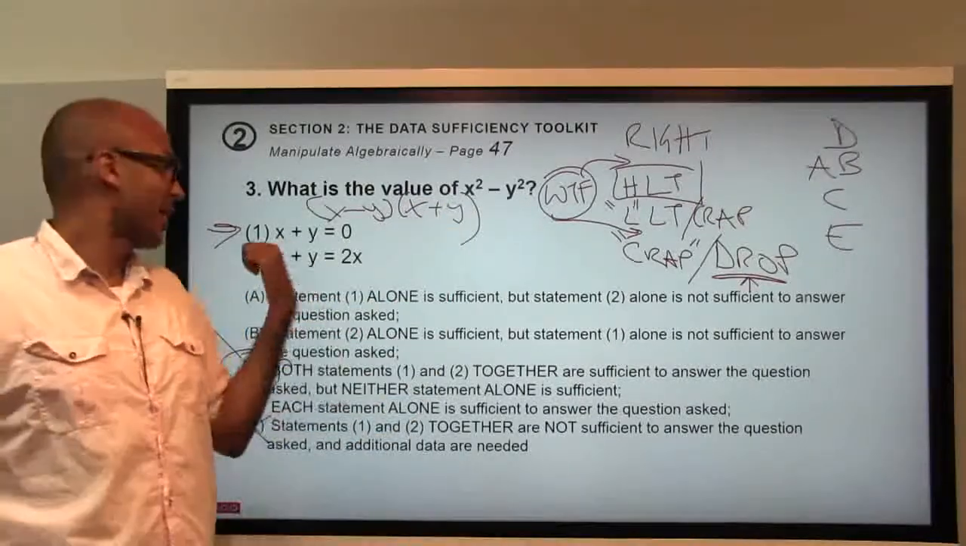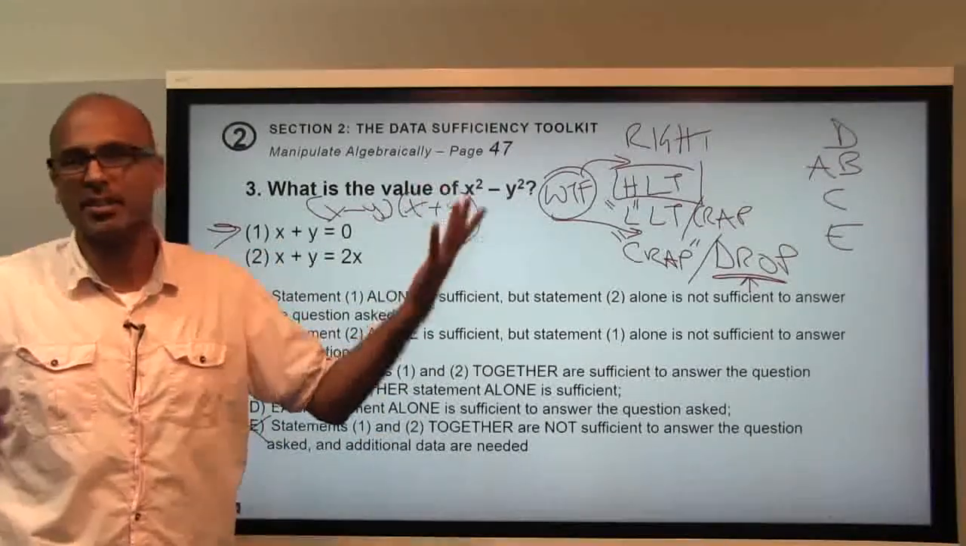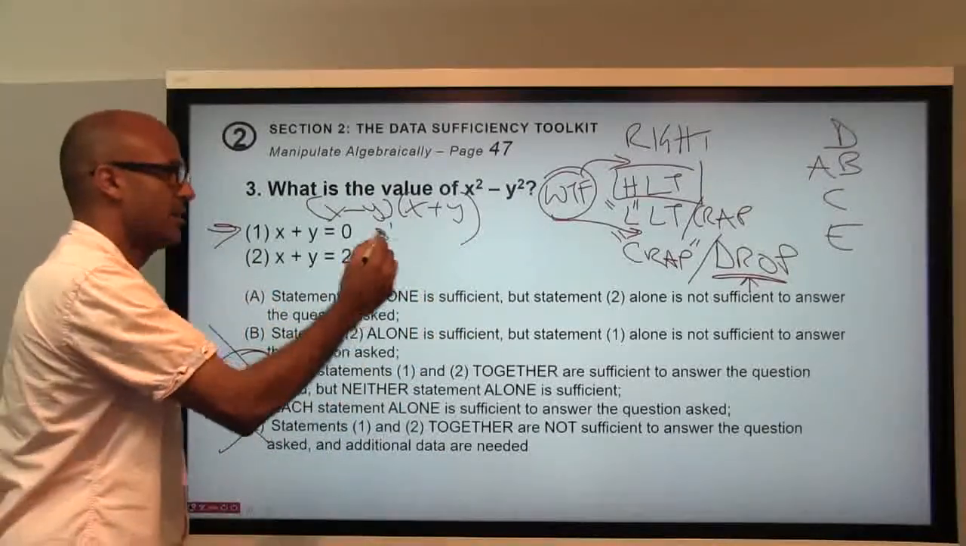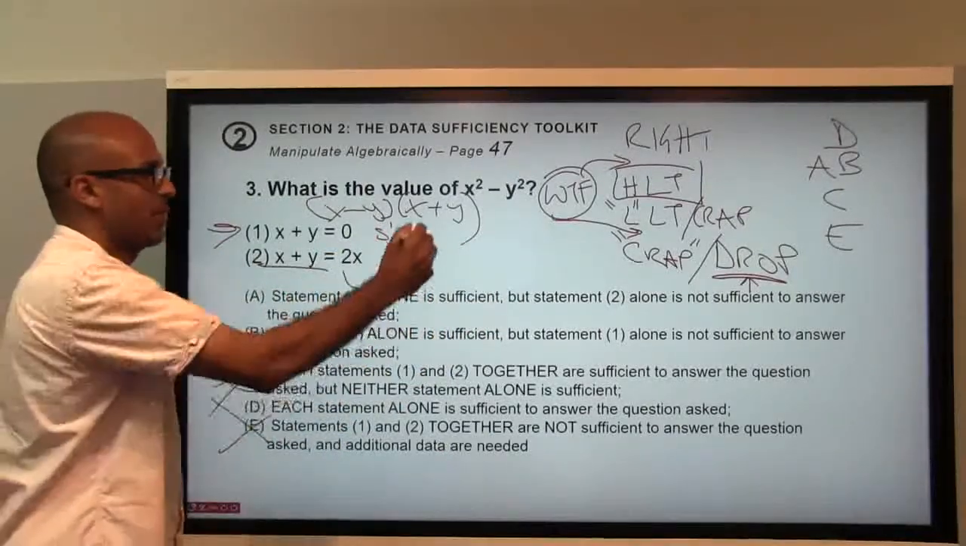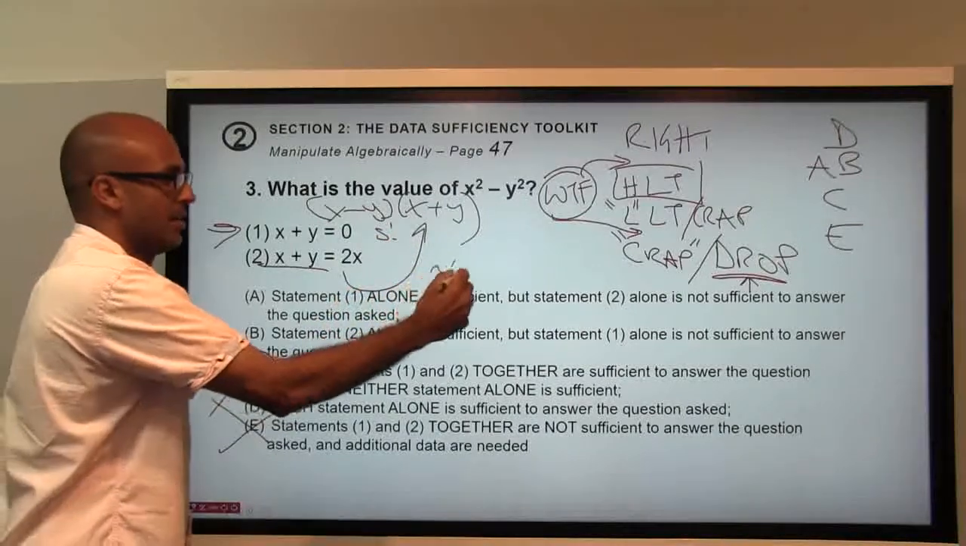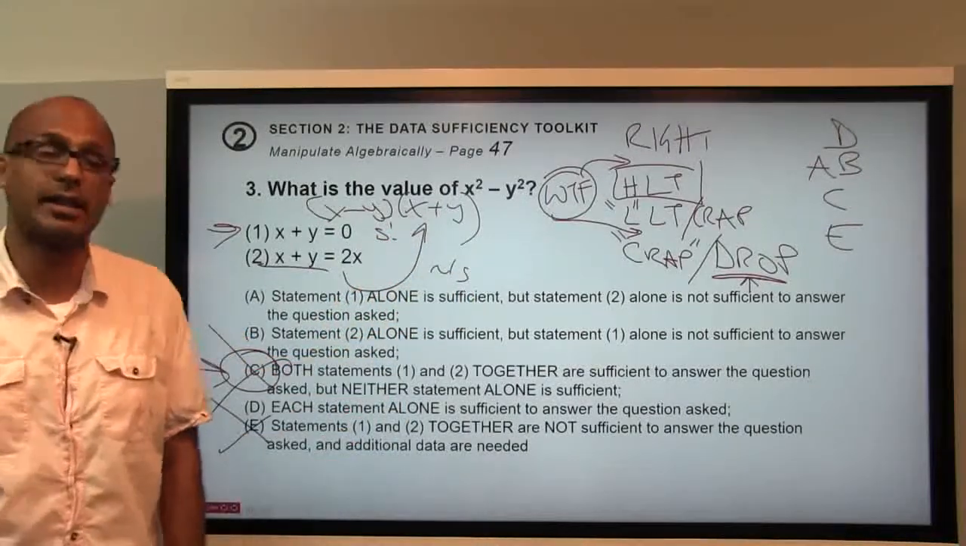And at that point, you're like, okay, if you give me an x plus y, I can pop that in, clearly a 0. Super sufficient. I don't got to do jack. Statement number 2, x plus y. Well, if I plug that in, I can't get anything done. No way that's sufficient. Choice A, final answer.